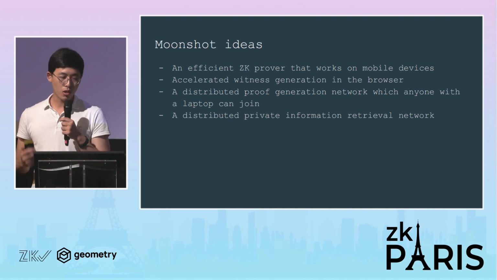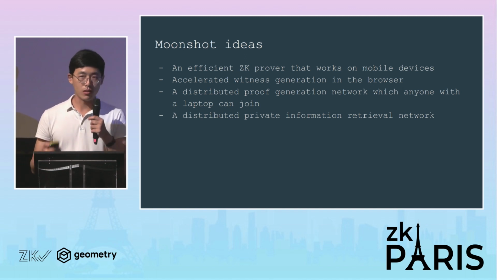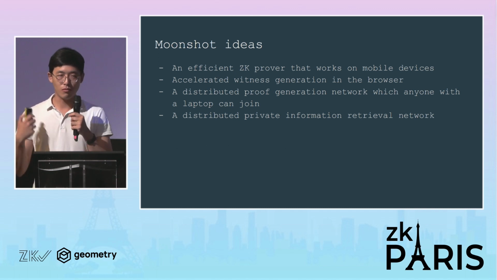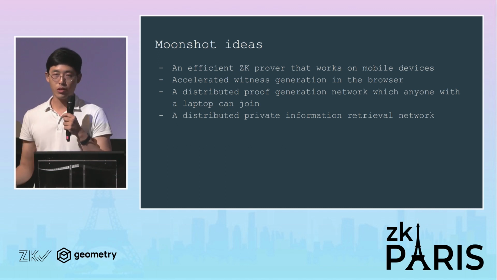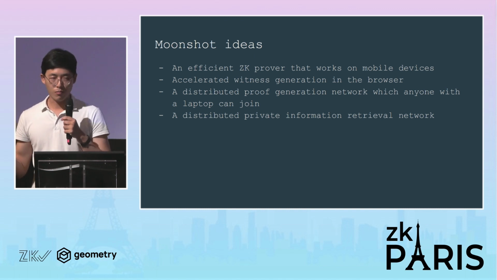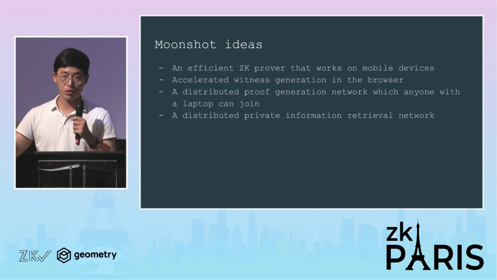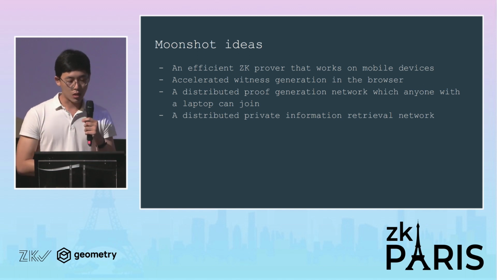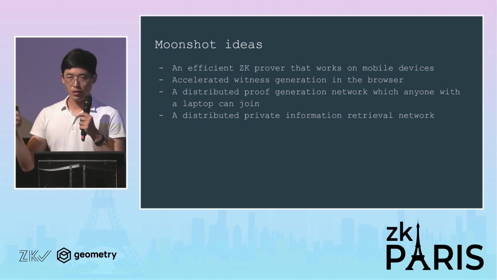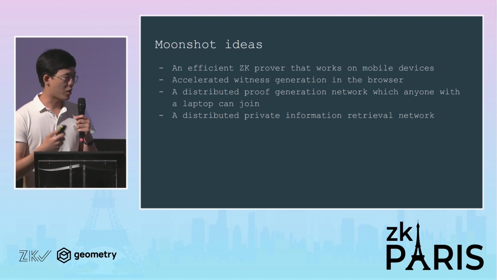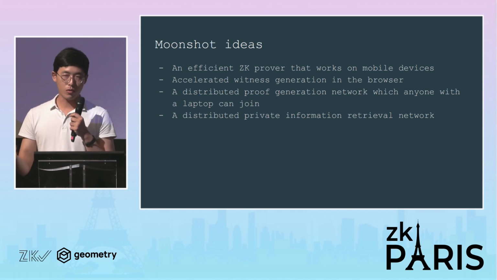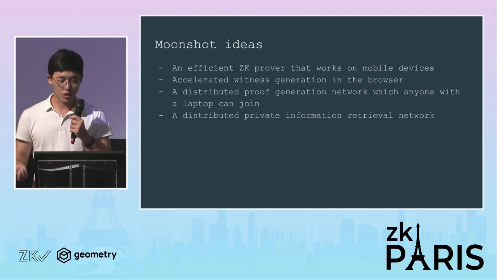So, moonshot goals for engineers. ZK provers. We want to implement ZK provers. You don't have to write the whole thing in WebGPU. You can write parts in WASM or JavaScript and then write the stuff that you need to parallelize in WebGPU. That's perfectly fine. Witness generation is also one of the slow steps in running privacy-based client-side apps. And then there are more moonshot ideas like distributed proof generation networks.